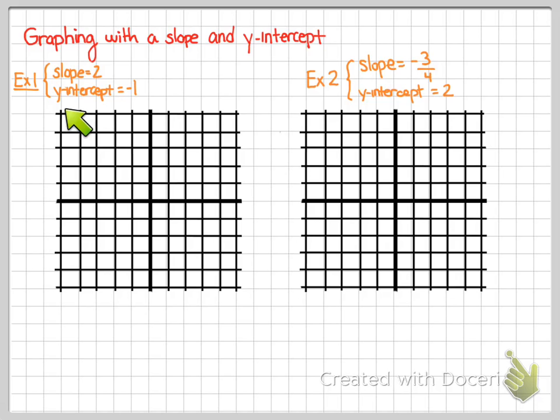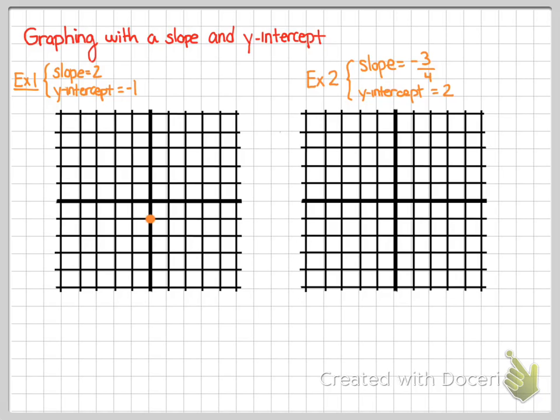So when we see here that our y-intercept is -1, that tells me to go to my y-axis and to go to -1 on the y-axis. So if I start at the origin, -1 means I go down 1. And then I can put a point right there on my graph.